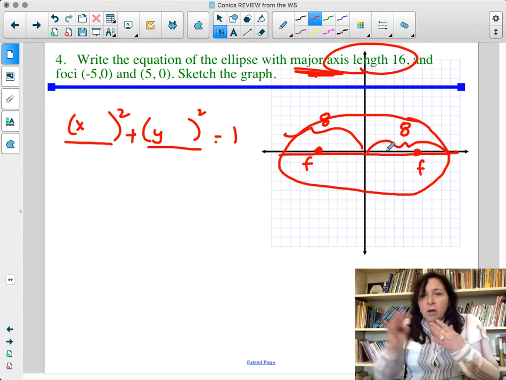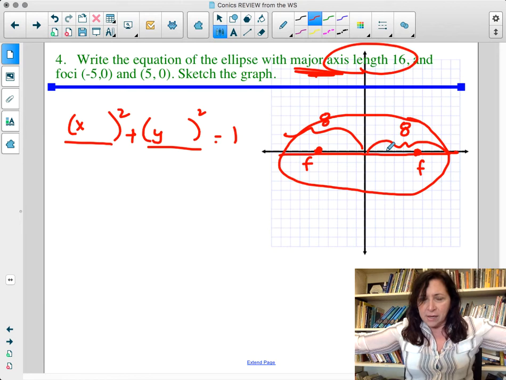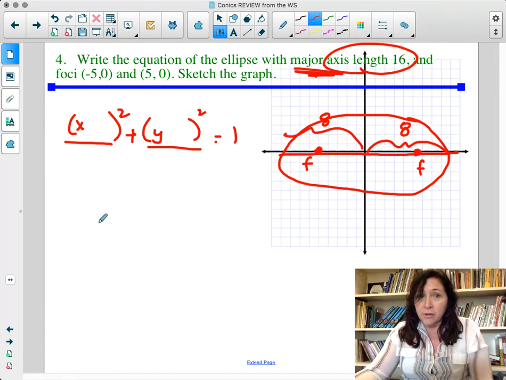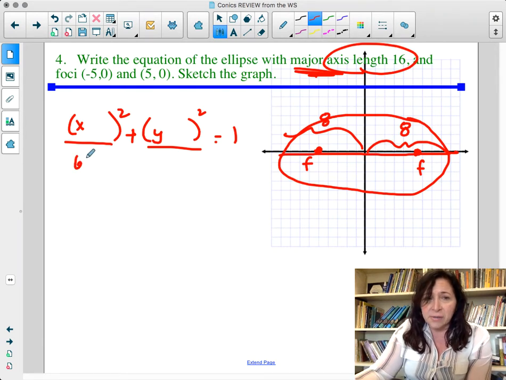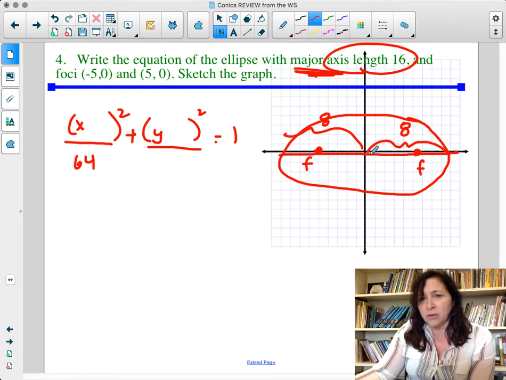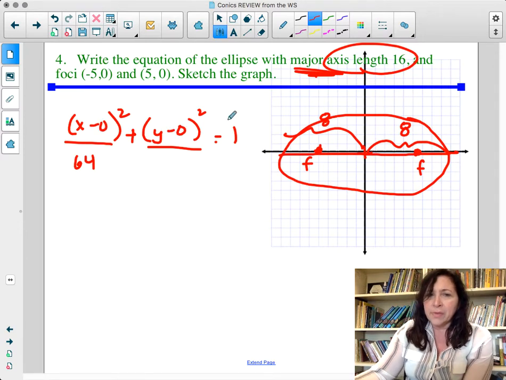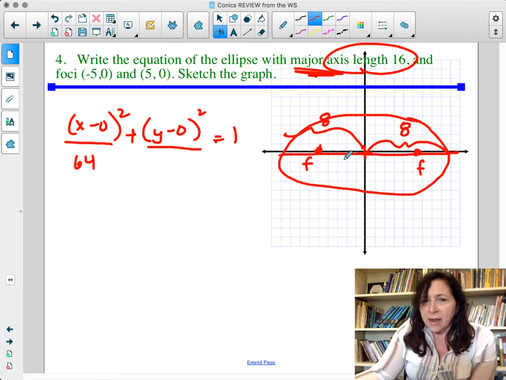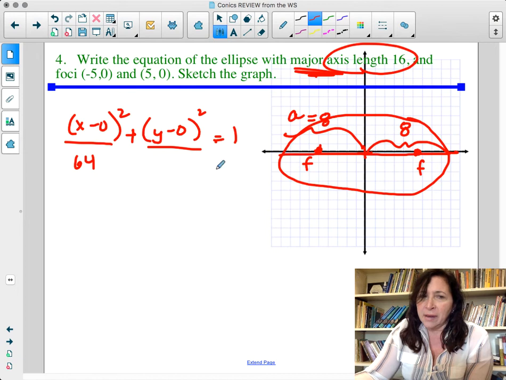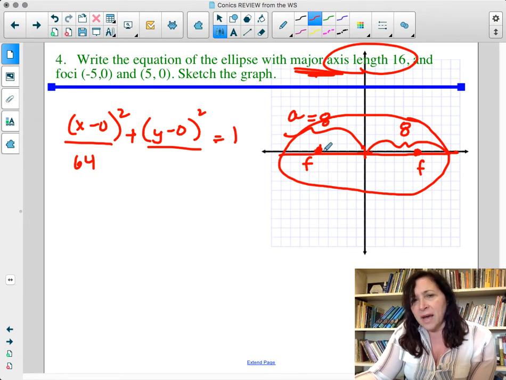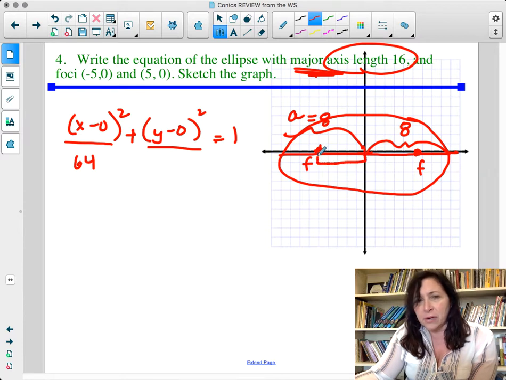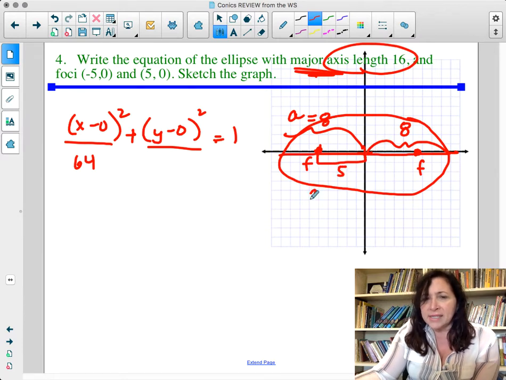Which means that if I go 8 to the left and 8 to the right, then underneath the x squared is going to be 64. It looks like these are equally apart, symmetric from 0. So this is just minus 0, minus 0. We know that means that's a, because my major axis is 2a, and 2a is 16. It also means that the focal points from here to here, that was 5, right? So that means c equals 5.